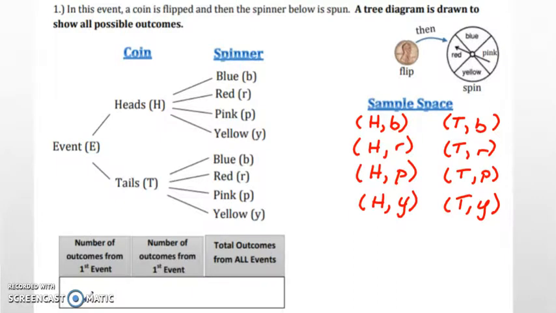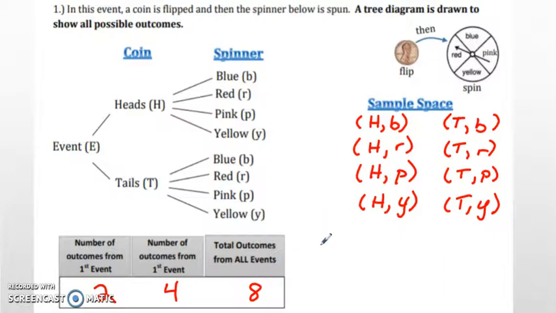And the last part, we talk about the number of outcomes from the first event. Well, the first event, we had two different options. We had heads and tails, so we had two options there. Number of outcomes from the second event, the spinner, we had four different options. We had blue, red, pink, and yellow. And all of the outcomes, well, you could count them up, and we have 1, 2, 3, 4, 5, 6, 7, 8 total outcomes from all of the events.